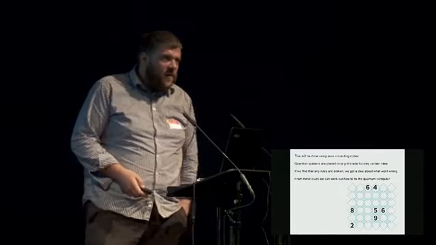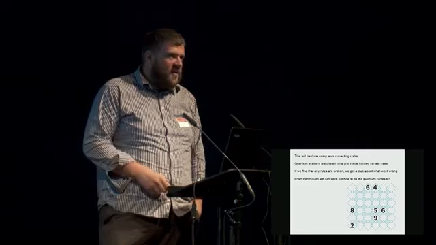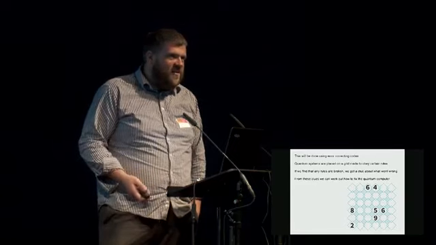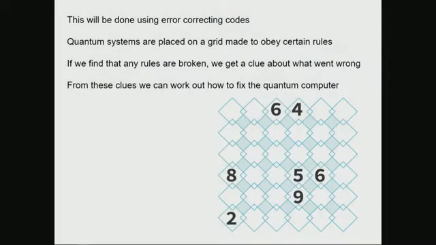This is going to be done by what are called quantum error correcting codes. Basically you take all of your quantum things you're building your computer about, you place them on a grid and you tell them to obey certain rules. Then you keep checking up to see if these rules are obeyed. If they are, that's great. If they're not, then it's a signal that something's gone wrong. It's a trace that there has been an error.